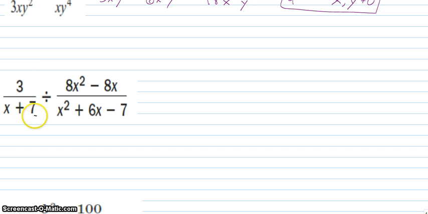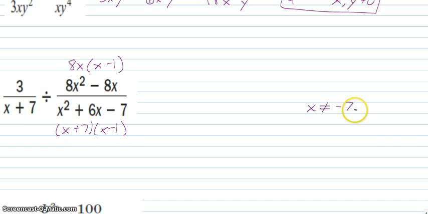Nothing on my left-hand side factors, but on my right-hand side I can take out an 8x, and then I'm left with x minus 1. In my denominator I need a product of negative 7, sum of 6, so x plus 7, x minus 1. Write out any excluded values. So here I have an excluded value of negative 7. Here I have a negative 7 again. And here I have a 1.